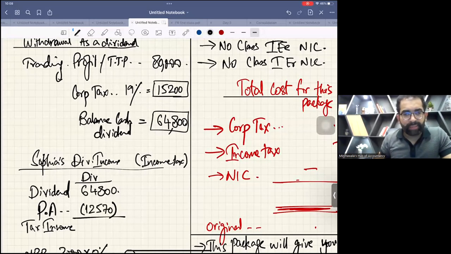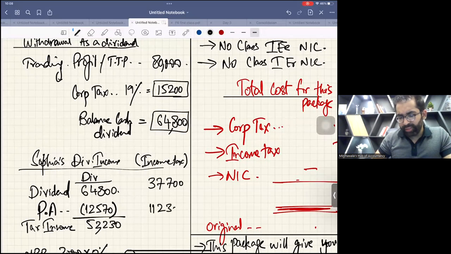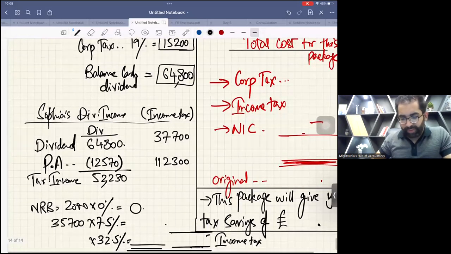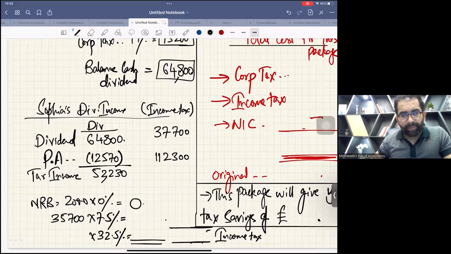Can anybody tell me the balance? 52,230. Thank you. Now wait. Your first band capacity is 37,700. Second band capacity is, I think, how much? 112,300. Okay. Now, for dividend, the first 2,000 is always 0%. And out of 37,700, 2,000 we have calculated. So the remaining 35,700 will be 7.5%. Do it. 2,678.